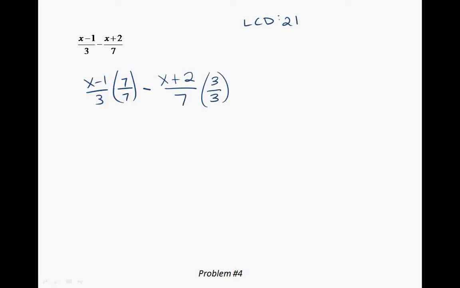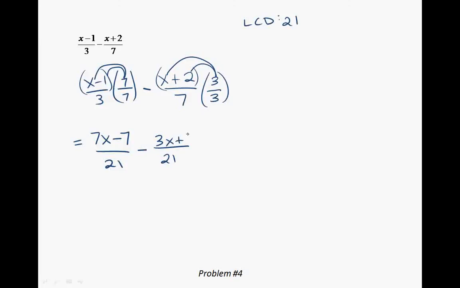So again, expand the numerators. We're going to start by distributing 7 to x minus 1. So that would be 7x minus 7 over 21 minus, I'll keep my 21 there, and I'll distribute again here. 3 is distributed to x and 2, so that's 3x plus 6.